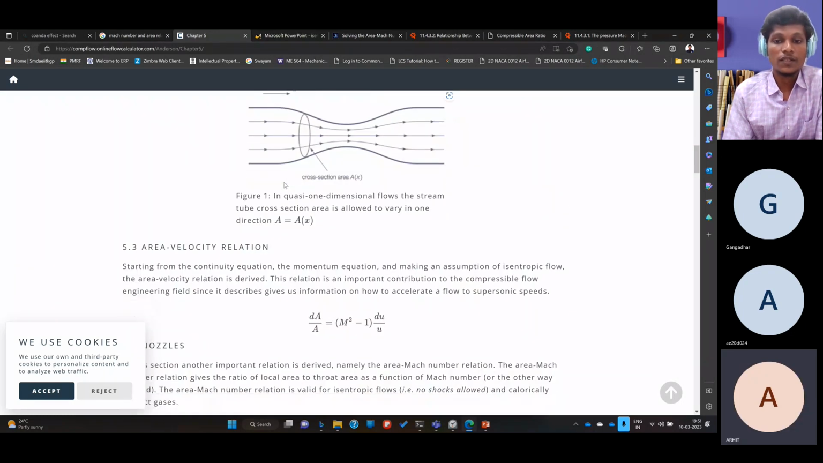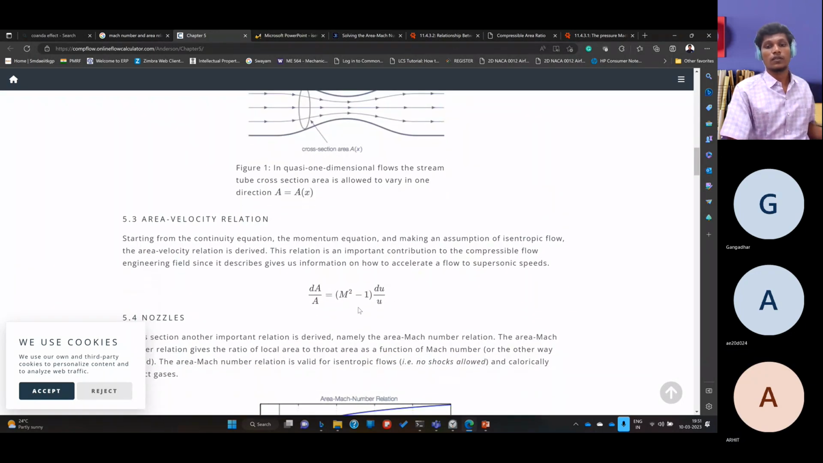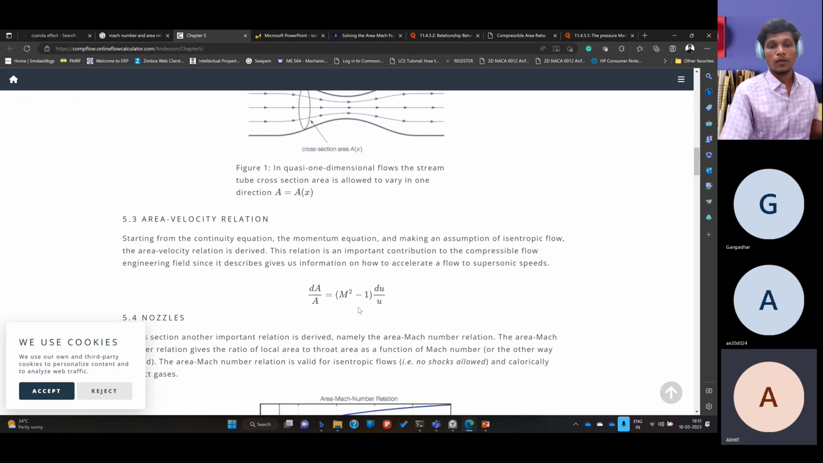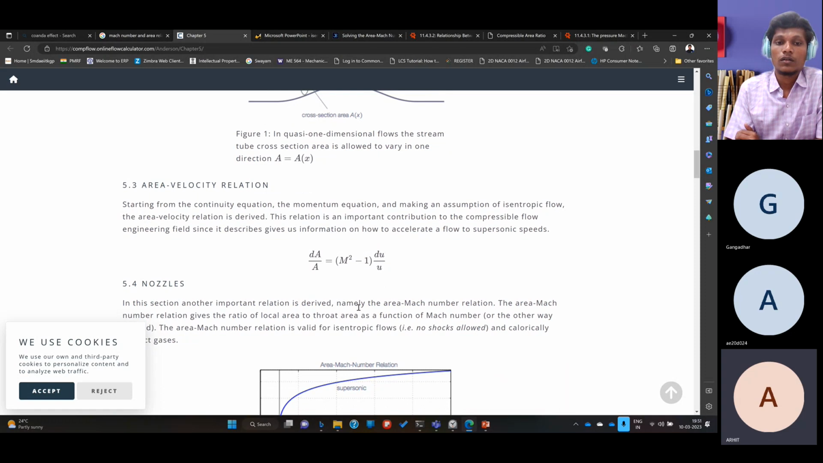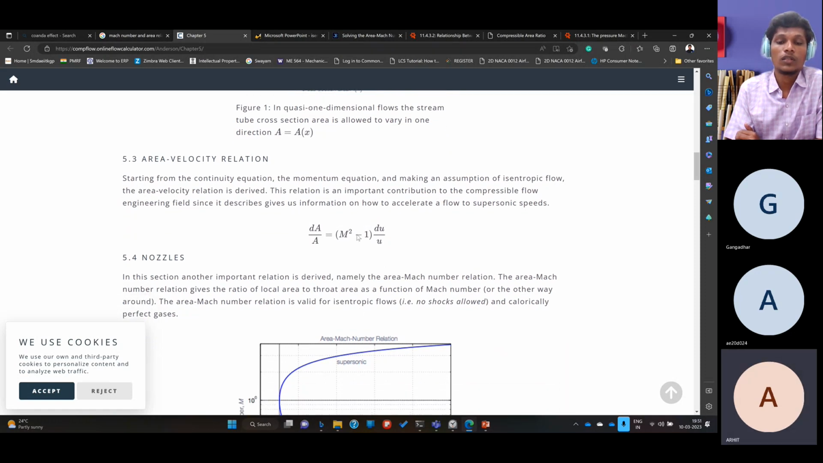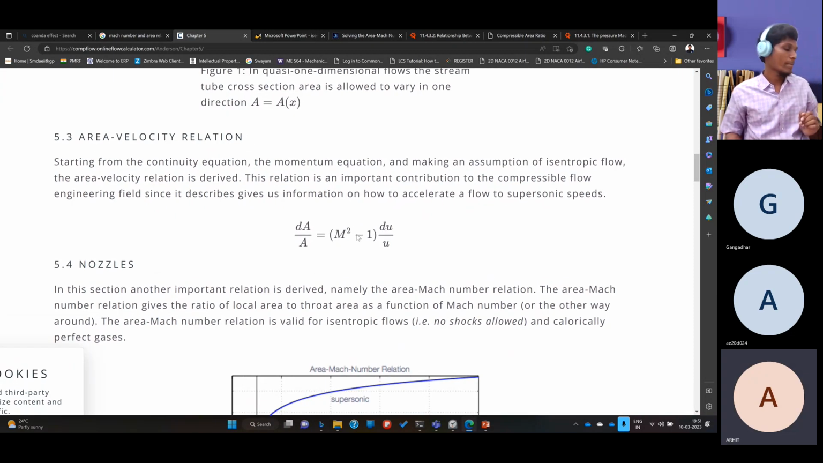Sir, I got that equation, I think. A by A star squared equals 1 by M squared times (2 by gamma plus 1) into (1 plus gamma minus 1...). No, no, that is used. I'm looking at it, it is written that actually, the area Mach number relation. Yes, also sir, this is the area Mach number relation.